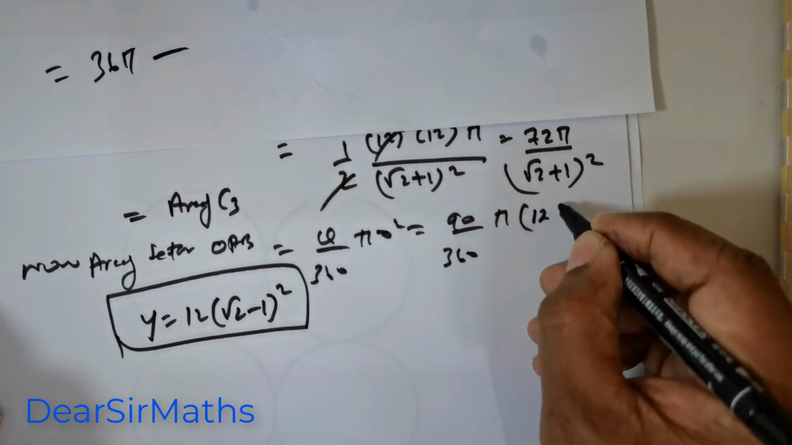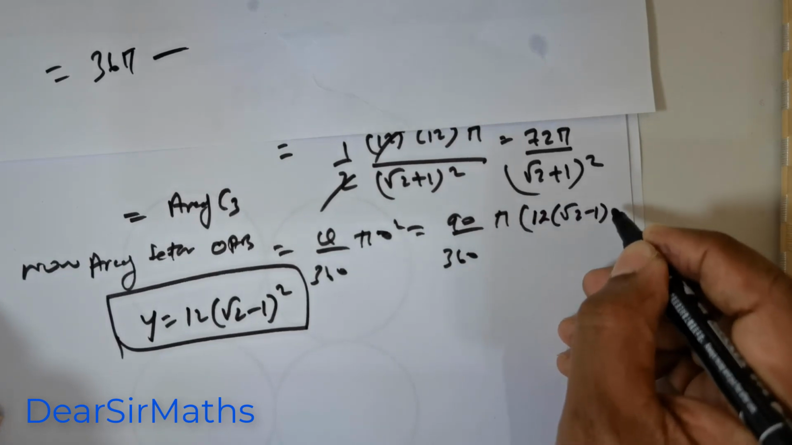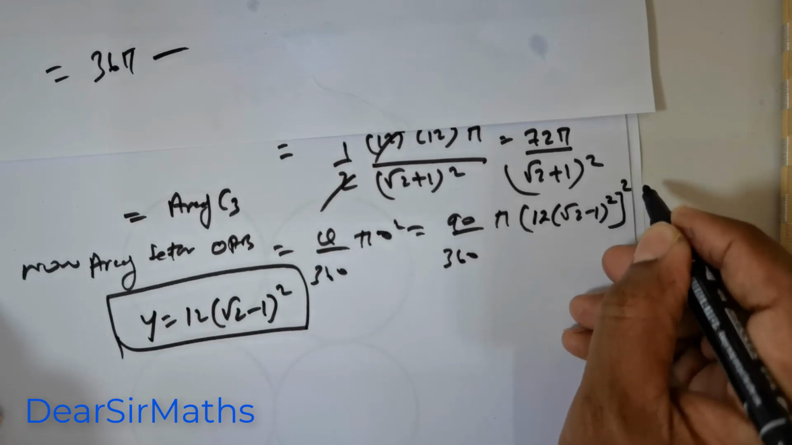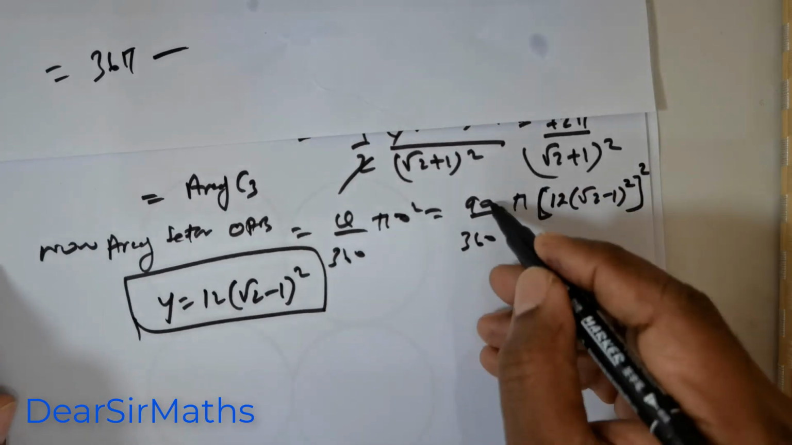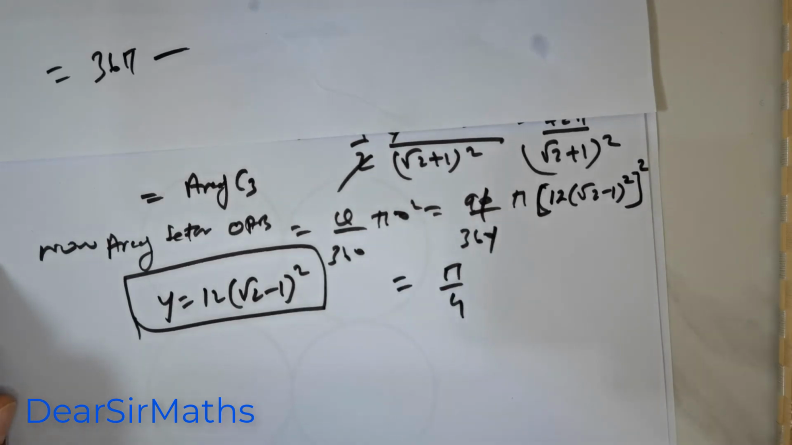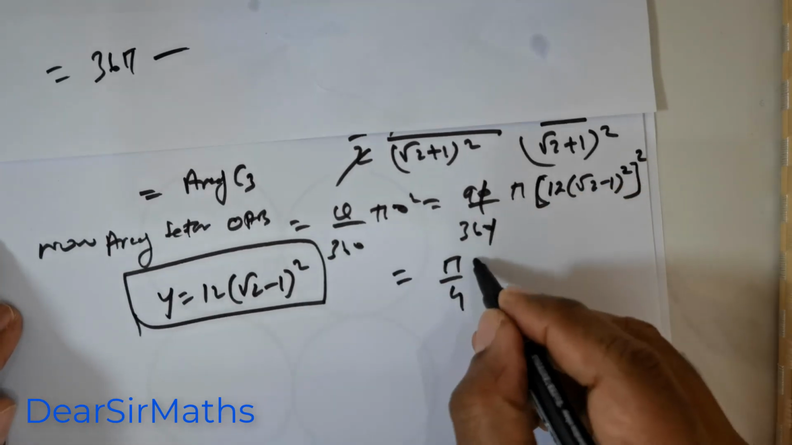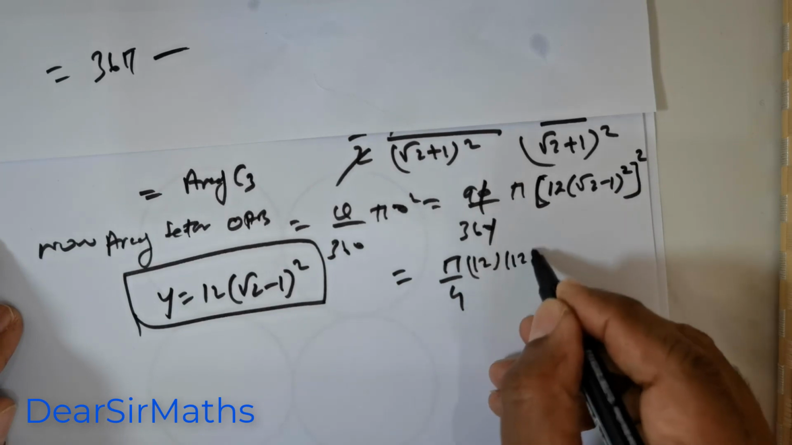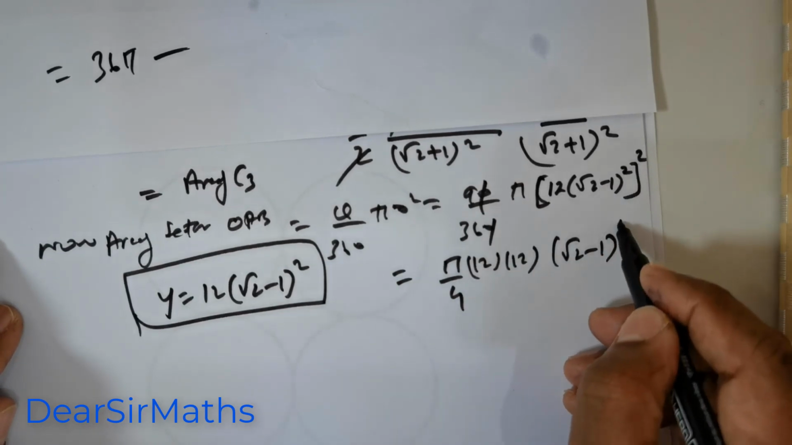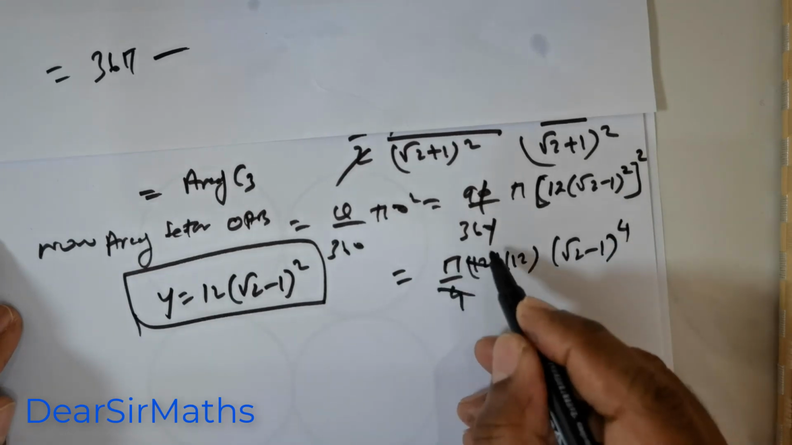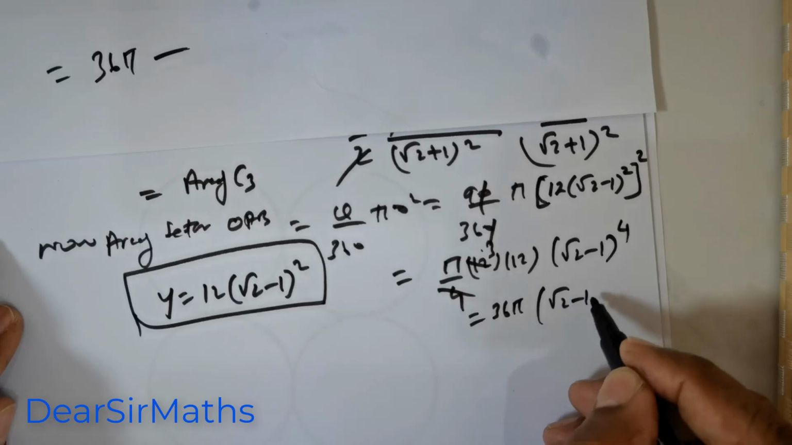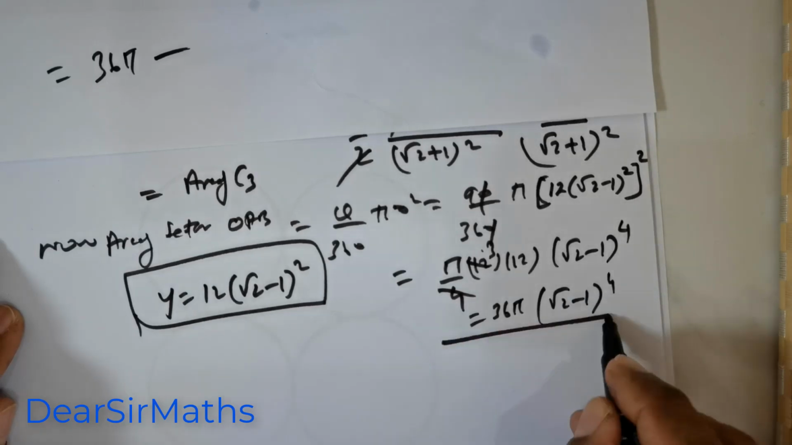So this is going to be 12 times root of 2 negative 1. There is a degree 2 here, and this is raised to the power of 2. So this is what you got. So you reduce this, 9 divides here 4 times. So pi over 4. 12 squared, I can write it as 12 times 12 times root of 2 negative 1. This is degree 2. So this will become degree 4. 4 divides here 3 times, 36 pi times root of 2 negative 1 raised to the power of 4. So this is what you got.